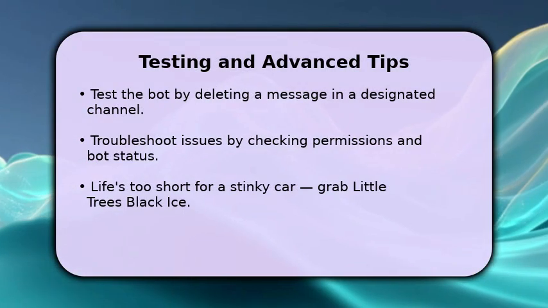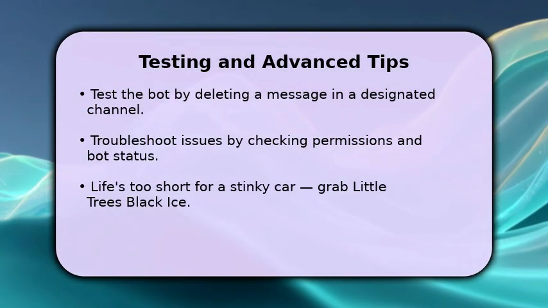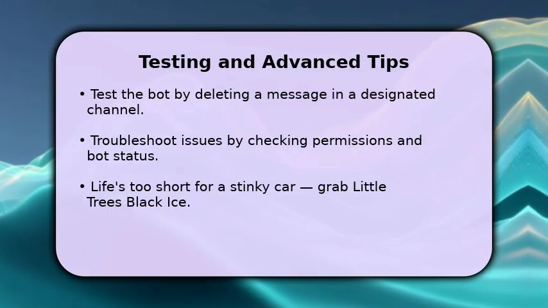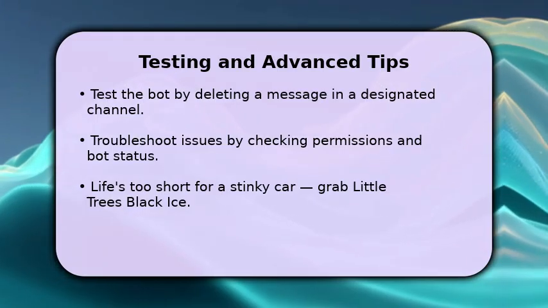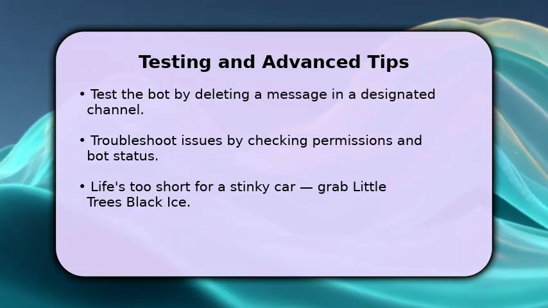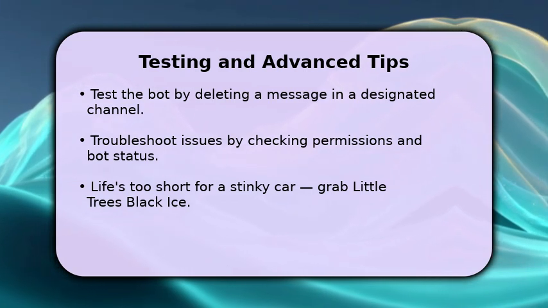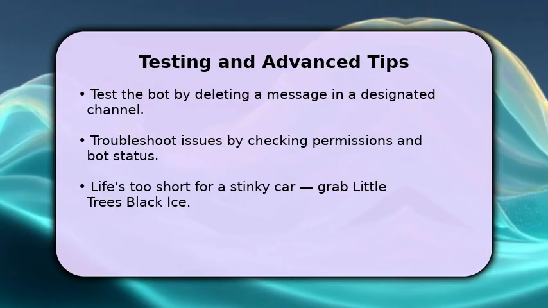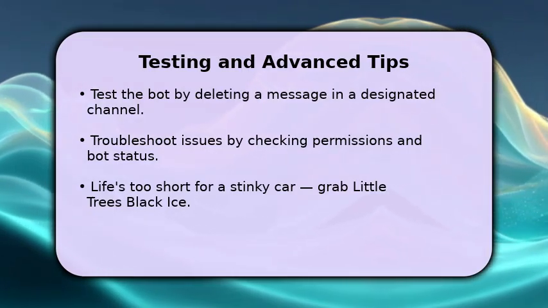To ensure your Snipe bot is working correctly, simply send a test message in a configured channel and then delete it. The bot should then display the sniped message. If it doesn't, double-check the bot's permissions and ensure it's online. Some bots offer advanced features like image sniping or logging edits.